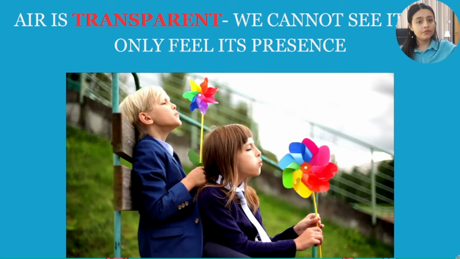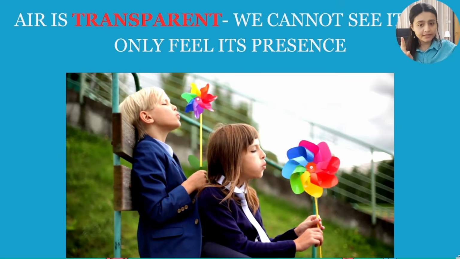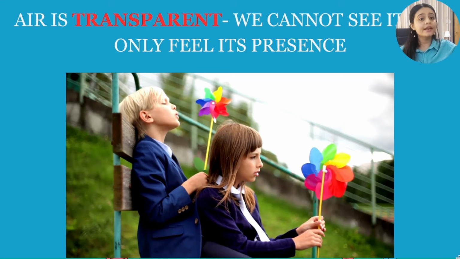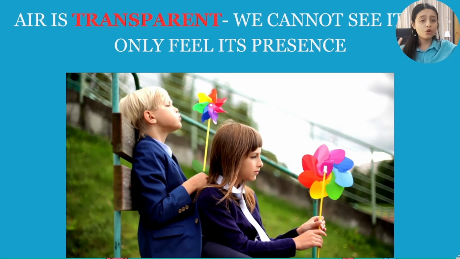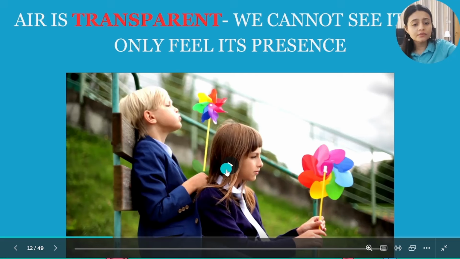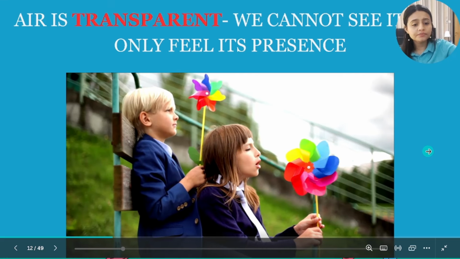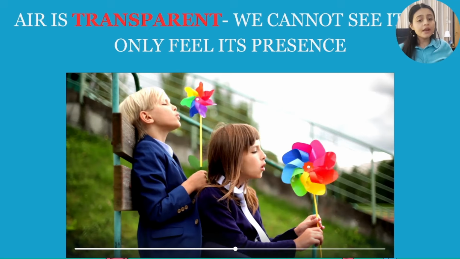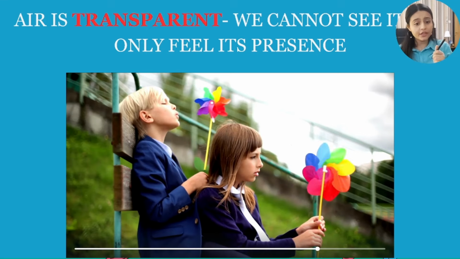We have learned about the first characteristic of air, that air has space. Now we are going to learn about the second characteristic. Air is transparent. What does transparent mean? Transparent means we cannot see it but only feel its presence. You can see here, students, these two kids are enjoying a firki.